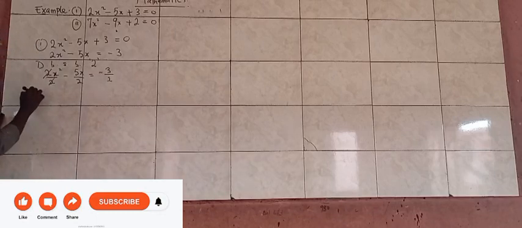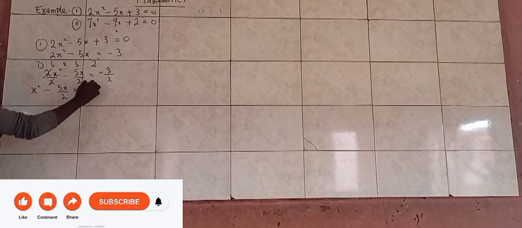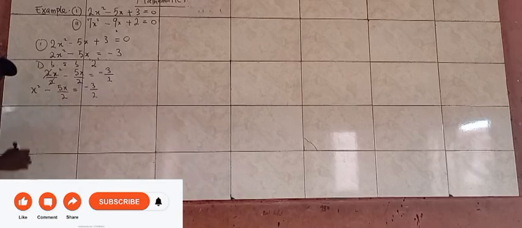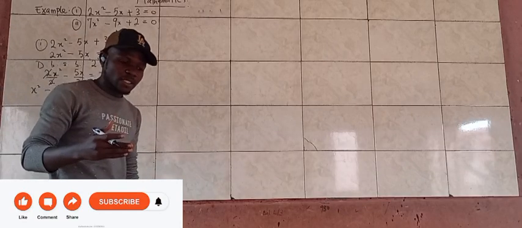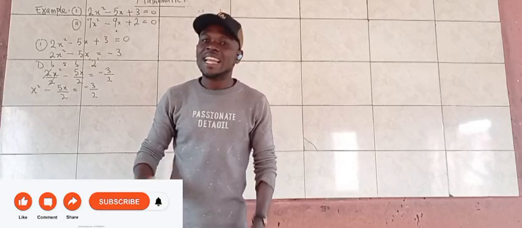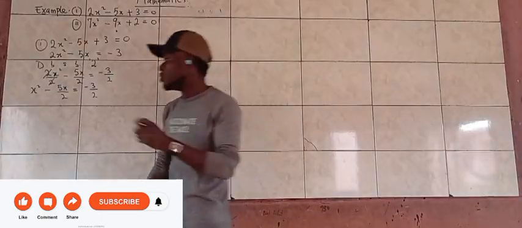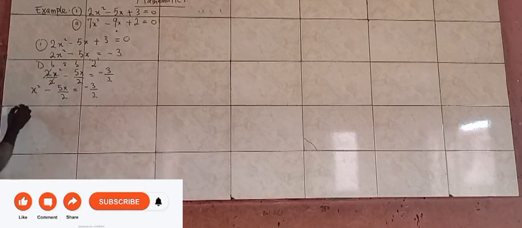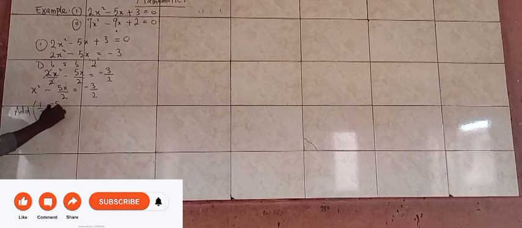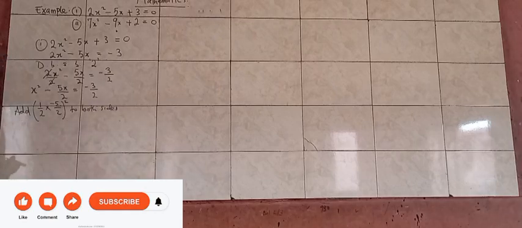That being said, I'll be having x squared minus 5x over 2 equals minus 3 over 2. Then we have arrived at looking for a number that can help our left hand side of the equation to be factorizable. By so doing, we will need to add half of the coefficient of x, which is minus 5 over 2, squared, to both sides. We're going to do that.